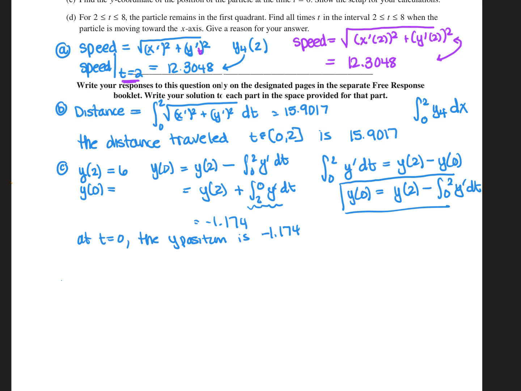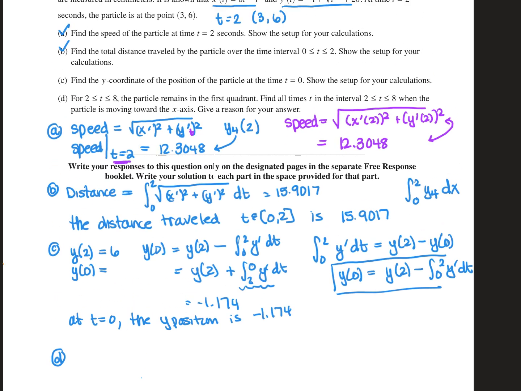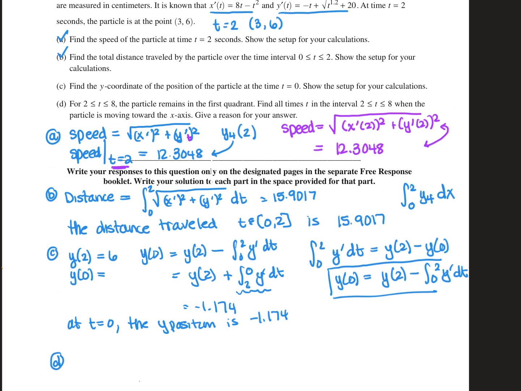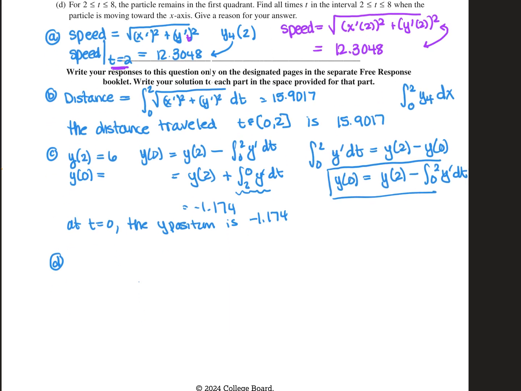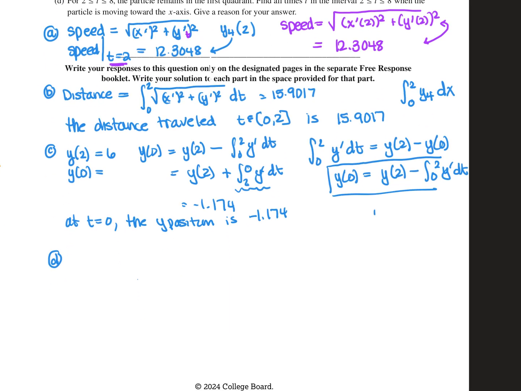Okay, now looking at part D. It says between time equals 2 and 8, the particle remains in the first quadrant. For all the times between 2 and 8, when is the particle moving towards the y-axis? Okay, so we're in the first quadrant, and we want to know when it's moving towards the x-axis. So that would be when dy dt is less than 0.